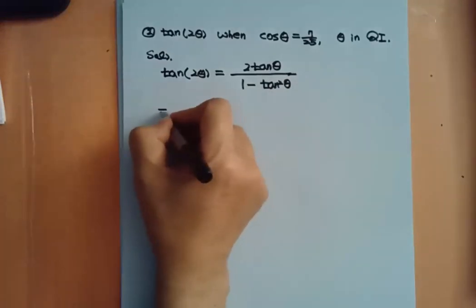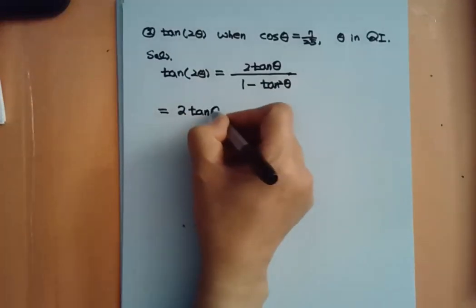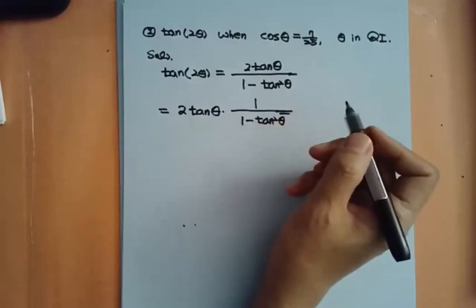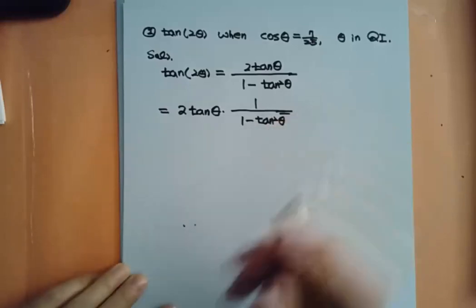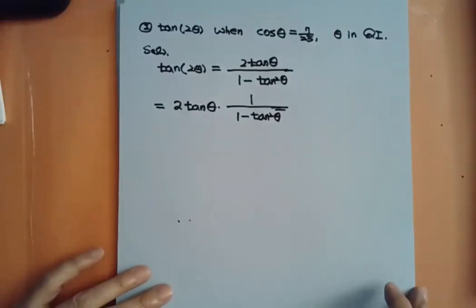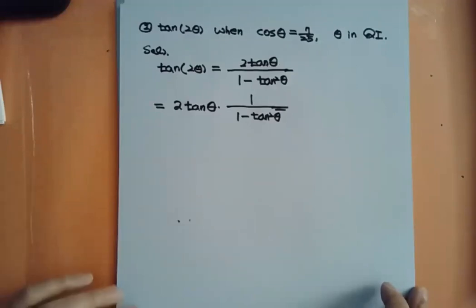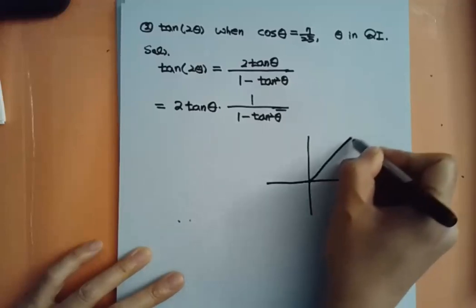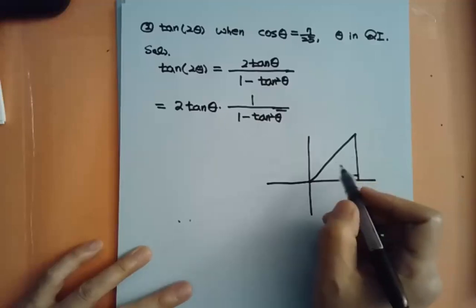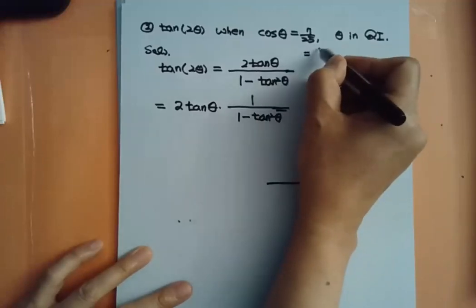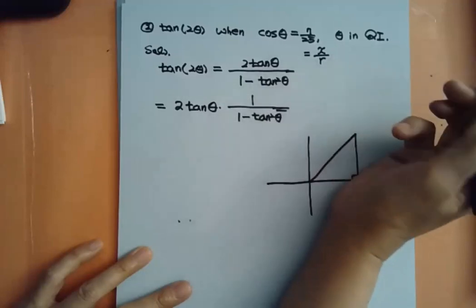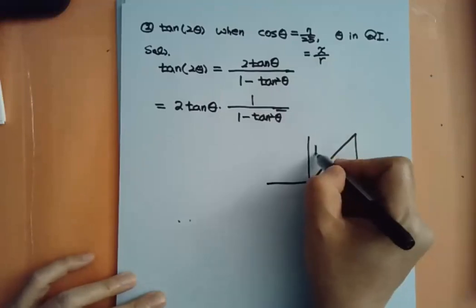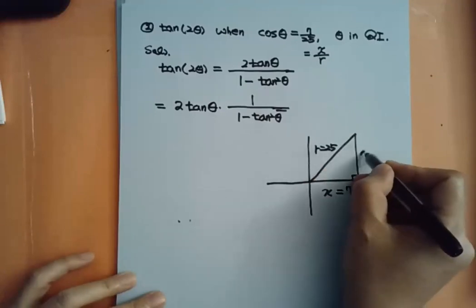So that is 2 times tangent of theta times 1 over 1 minus tangent squared of theta. Therefore, we have to evaluate tangent. What's given is the cosine theta value for the angle, which is located in the first quadrant. Cosine of theta is x over r in the coordinate definition. So that implies x equals 7 and r equals 25, and we don't know what the y value is.